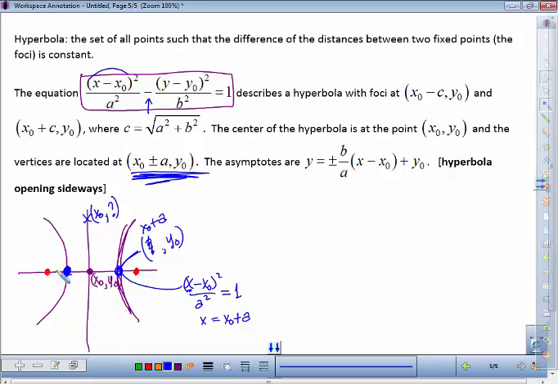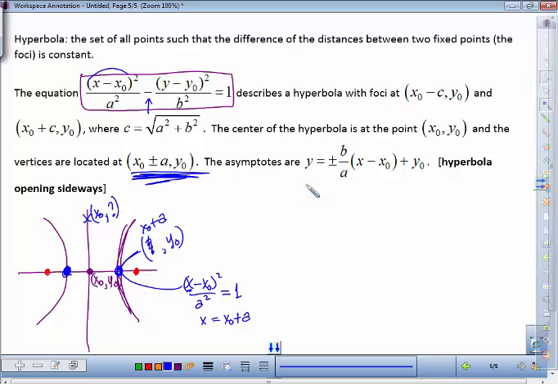So that's how you can try to think about it logically when you're trying to figure out whether this is opening sideways or up and down. You can think about which part of the hyperbola you're going to draw.